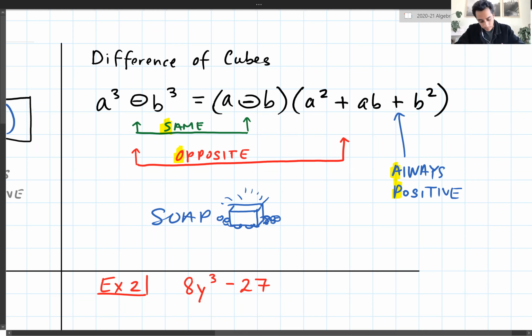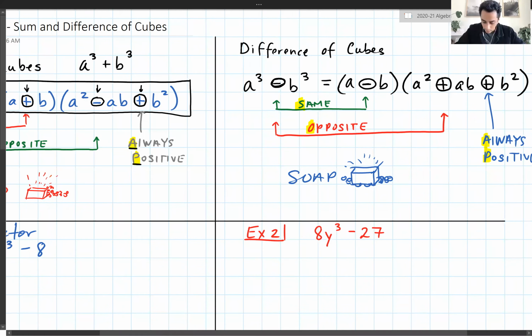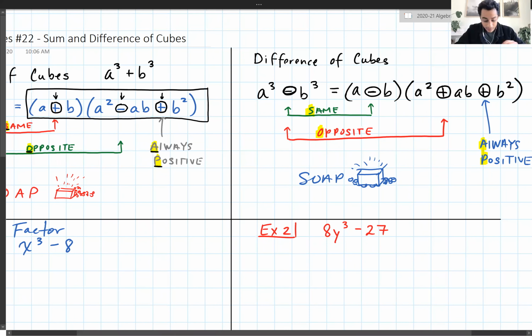So guess what? The first symbol is also going to be a minus. Same. Since the first symbol is a minus, that means the second symbol will be opposite. Opposite of a minus is a positive, so it's a plus. And then at the end, it's always positive, always plus b squared. So that's our SOAP. But you can see how the position of where the variables are is always the same. The only thing that changes is the symbols, or the signs. So you have a and b in the first factor, then a squared, ab, b squared. It's the same.